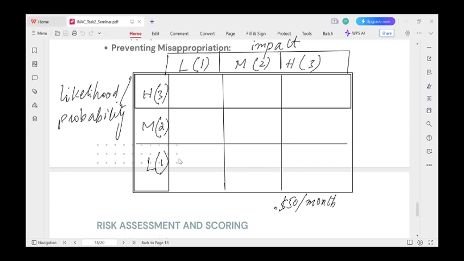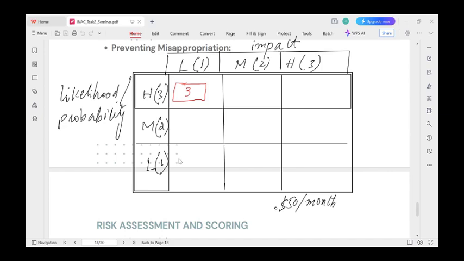The likelihood is high, but what's the impact? Impact is very low. I mean, from $50, it has no financial implications. There is no misrepresentation of financial statements. So impact is very low, all right? It means we are landing in this box. So we multiply 3 with 1, so we have a score of 3, okay?